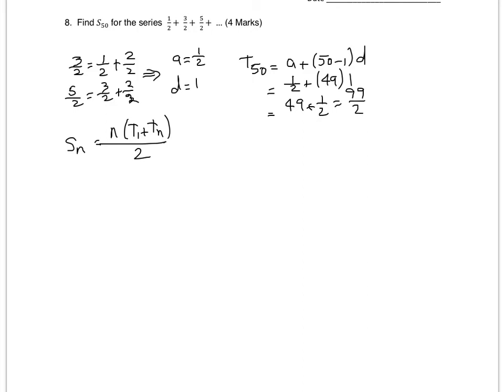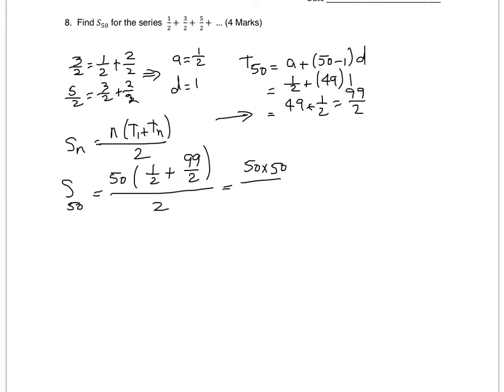Knowing that T50 is 99 over 2, I can write the formula here that S50 is 50 times T1, which is 1 over 2, plus 99 over 2, because T50 we found is 99 over 2, divided by 2. 99 over 2 plus 1 over 2 is 100 over 2, which is 50. So I get 50 times 50 divided by 2, which is going to be 1250.